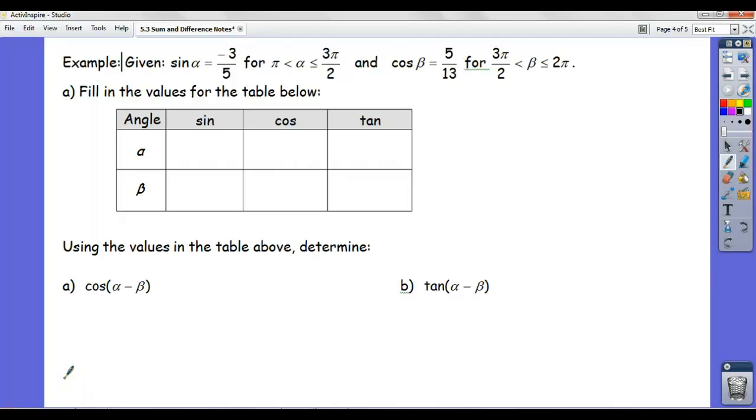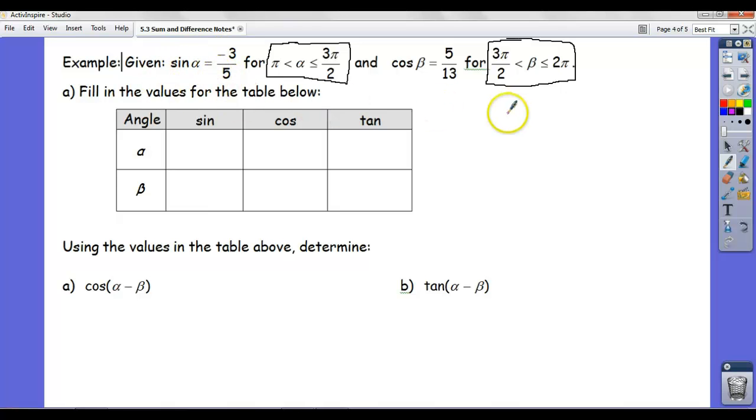We're going to look at another applied problem of using the sum and difference identities. So I'm told that the sine of an angle alpha is negative 3 over 5 for pi less than alpha less than 3 pi over 2. And cosine of beta is 5 over 13 for 3 pi over 2 less than beta less than or equal to 2 pi. So, first of all, sine of alpha is equal to negative 3 over 5.